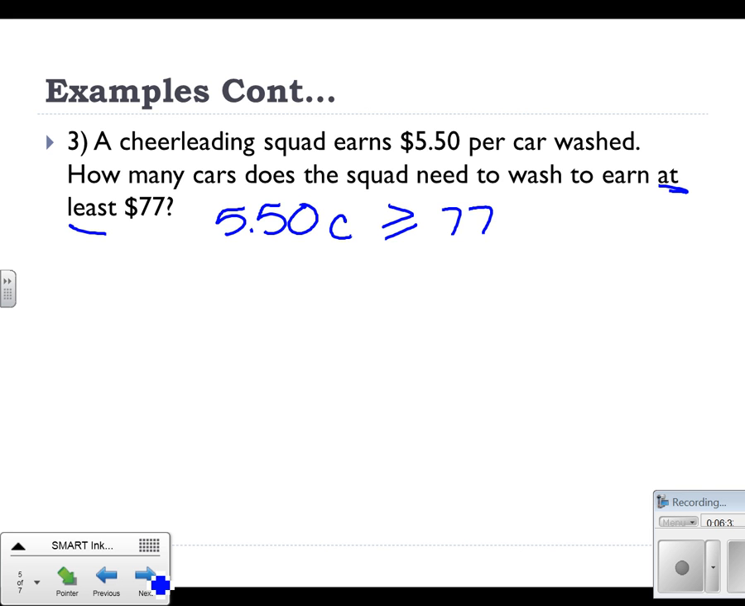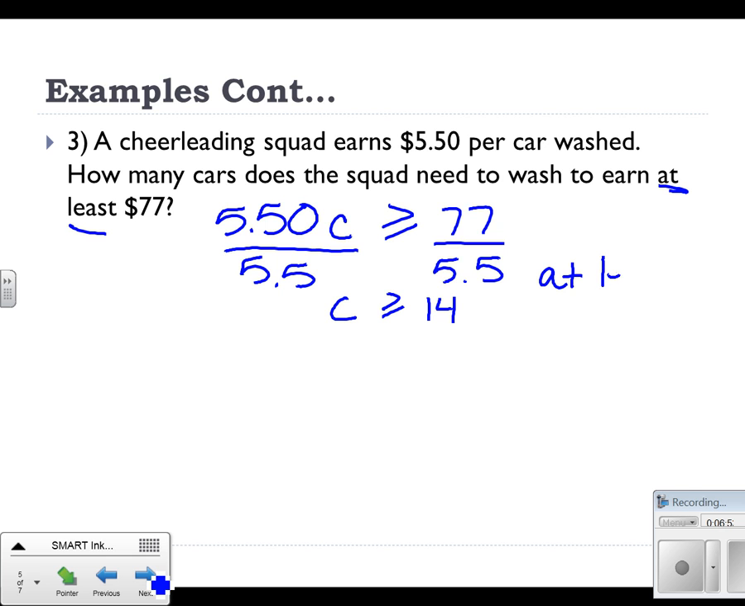So here's our inequality. So you have to be able to take words, write the inequality using our math symbols. To get the C alone, we divide by 5.5. On this one, we would not flip the sign around because we're dividing both sides by a positive number. And so we would get C is greater than or equal to 14. So at least 14 cars.